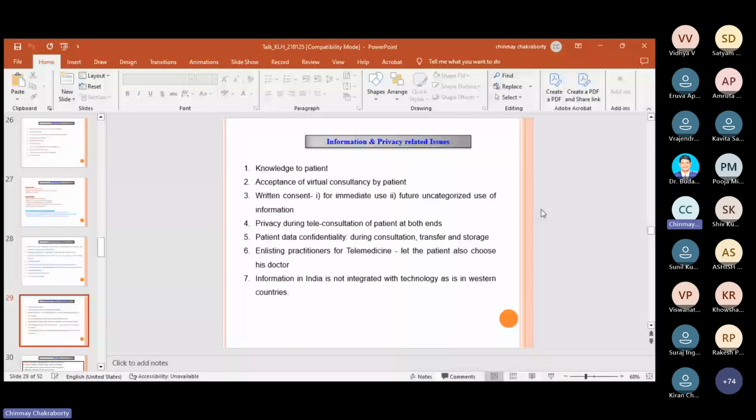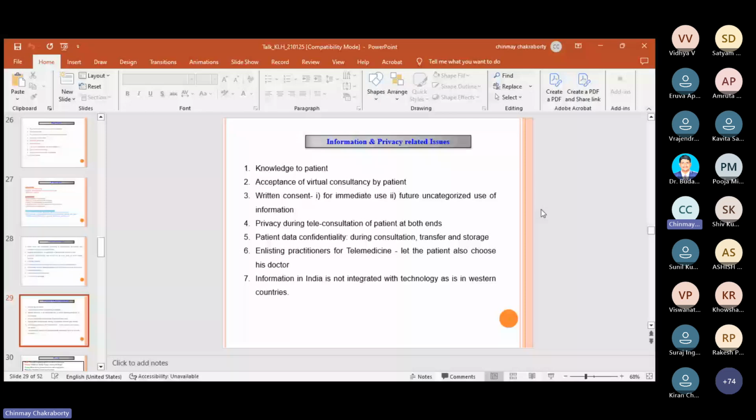In the present scenario, we can't say every nursing home or every hospital, but the most important town-based hospitals or nursing homes generally use their own telemedicine systems, right? This is not implemented yet in the globalized scenario. Next, enlisting practitioners for telemedicine and letting the patient also choose his doctor.